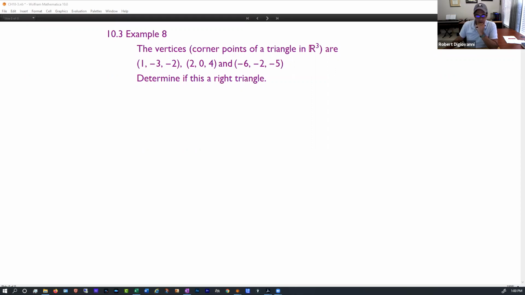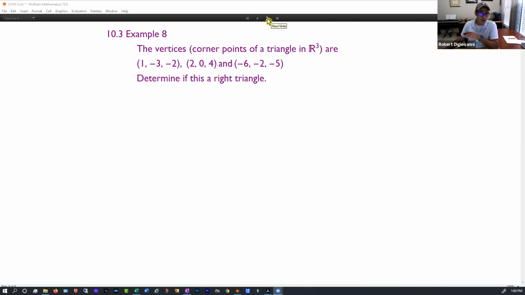Okay, so we are going to continue with what we left off with. I put you in groups, and I had asked you to try and determine whether or not we had a right triangle given the three vertices of a triangle. So now we're going to continue to the next topic in this section.